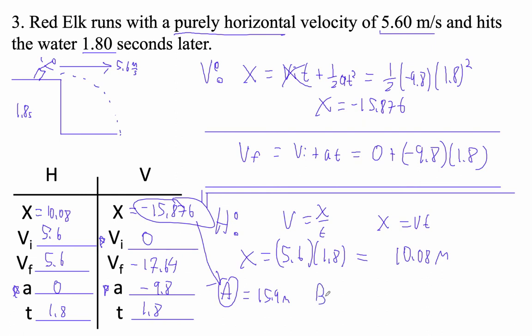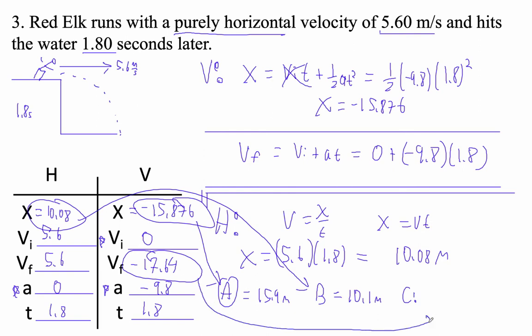Okay, so B says, how far from the base does he land? That's going to be this guy, right? So it's going to be 10.1 meters. I'm just rounding these to 3 digits. Let's see. What is his final vertical velocity? That's going to be this guy here. Don't forget to make it negative. I'm going to say negative 17.6 meters per second.